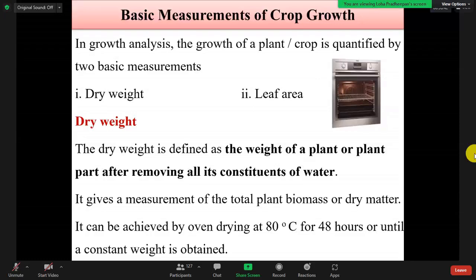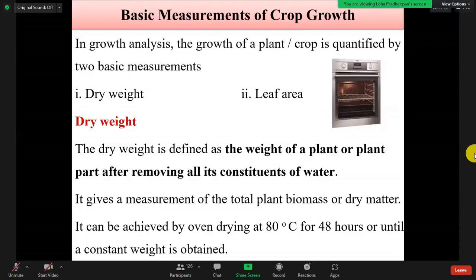If we want to get the dry weight of the plant, we have to uproot the plant at a particular time interval, such as a 2-week interval, because we grow the plants in the plot. Based on our needs, we uproot the plant from the field. Then we have to get the dry weight of the plant. To get the dry weight, we have to remove the moisture content in the plant. In that case, we can use an oven to obtain the dry weight.